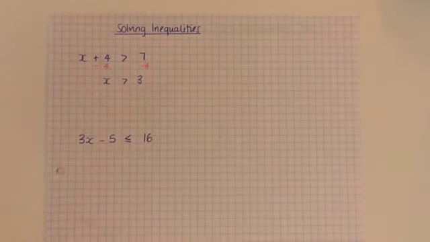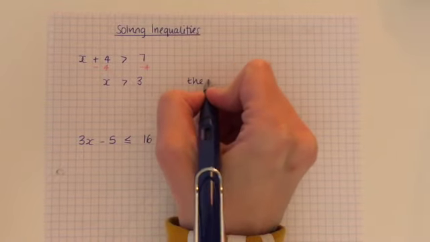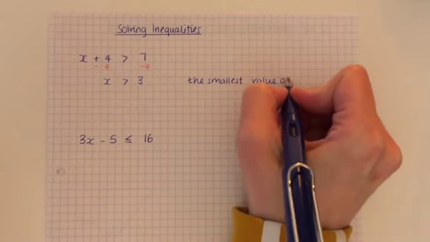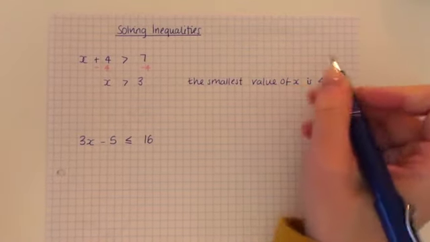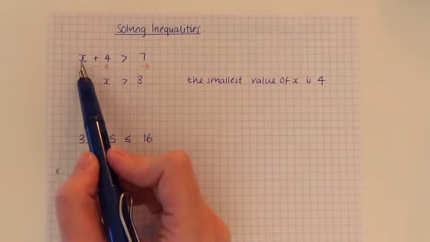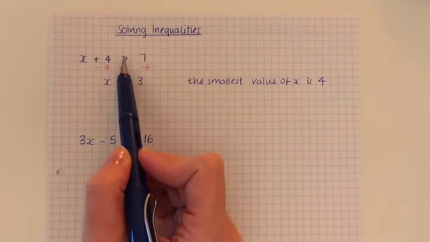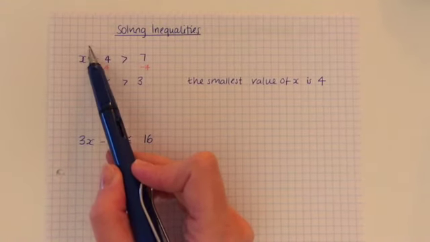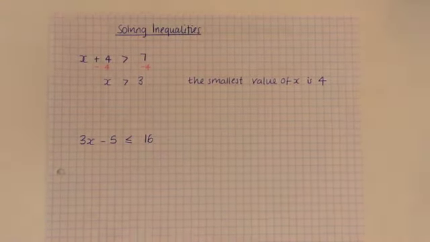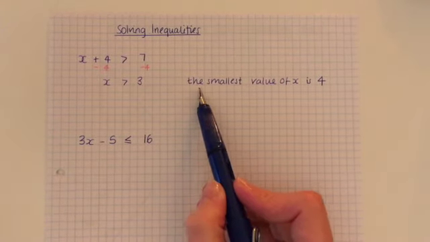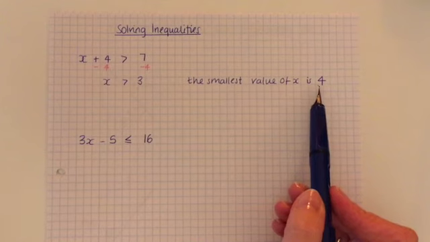So the smallest value that x could be, this is how I want you to set it up today. The smallest value of x is 4, because it can't be 3 because it's not equal to 3. If I put 3 in here, 3 plus 4 is 7, and that's not what I'm trying to figure out. But if I try 4 in here, 4 plus 4 is 8, and 8 is greater than 7. So that makes sense. Obviously the value could be 5 or 6 or 7. It's all the numbers that are greater than 3. But I want you to put the first value that it's going to be.